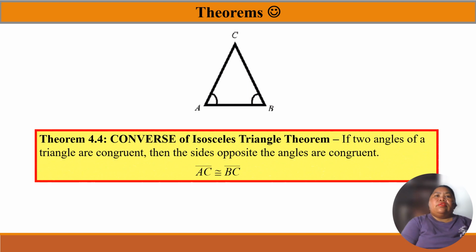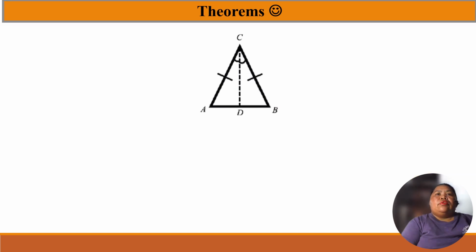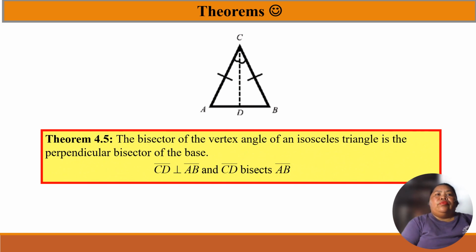Next, let's have theorem 4.4, the converse of the isosceles triangle theorem. If two angles of a triangle are congruent, then the sides opposite the angles are congruent. So these are the sides opposite. Next, let's have theorem 4.5.